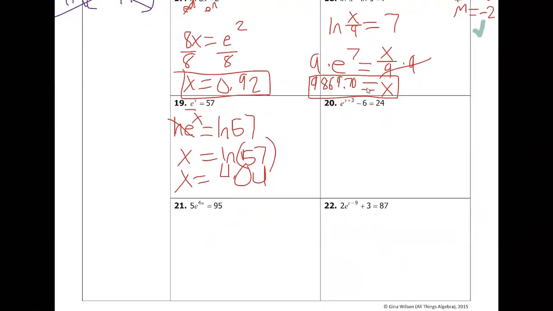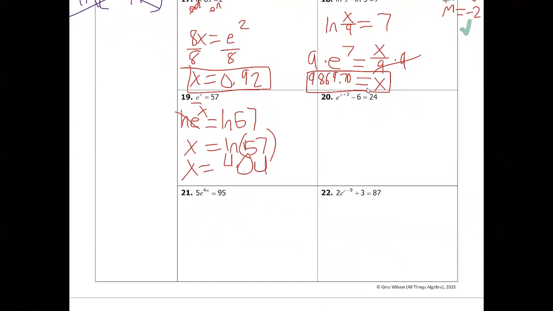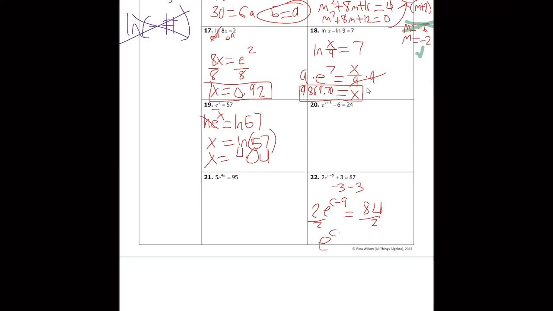So let me just see, is there any type of problem we really haven't done? Okay, we'll do at least one more of these. Let's look at a more complicated one. Let's do 22. If you had a question like 22, before you take the natural log of both sides, you want to get the exponential part, the e part, by itself. So you would subtract the 3. This would be 84. You want to divide that by 2. So you'd have e^(c minus 9) equals half of 84, which is 42.